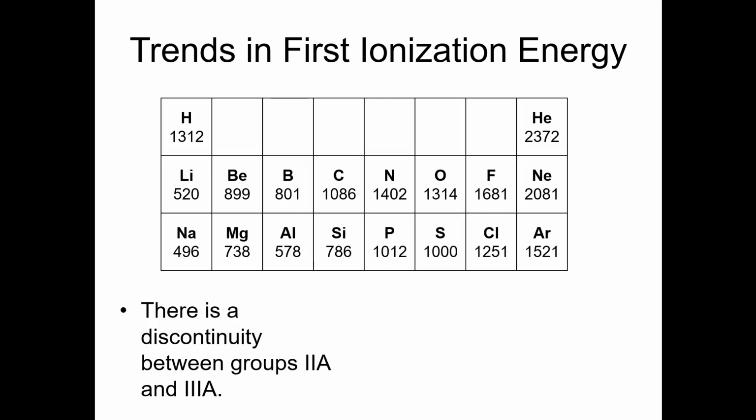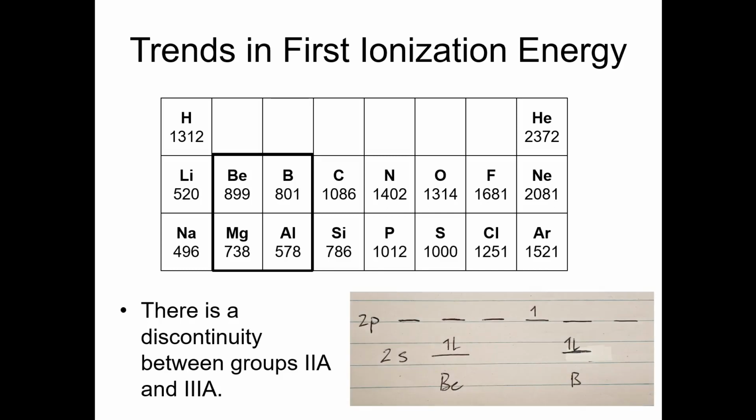But there is a discontinuity here between group 2 and group 3. You notice it actually goes up for beryllium, which you would expect, but then it drops back down for boron before it starts going back up again. Why would that happen? Well, that has to do with some things we learned back in chapter 6 about orbital electron configuration. You notice that beryllium, and it would be the same thing for magnesium, has exactly a filled 2s subshell, whereas boron, and it would be the same thing for aluminum at the 3 level, now has a p electron.